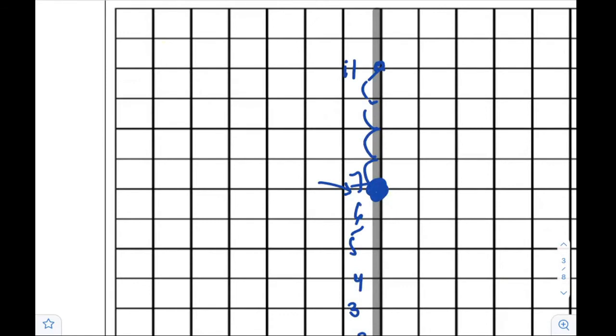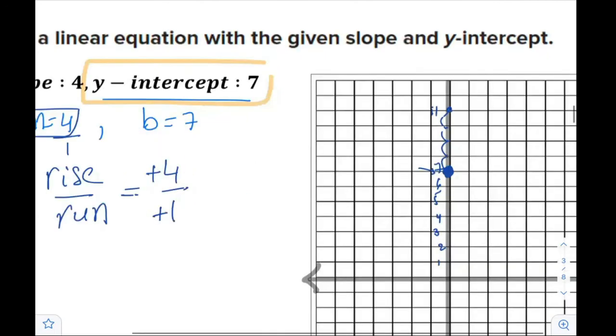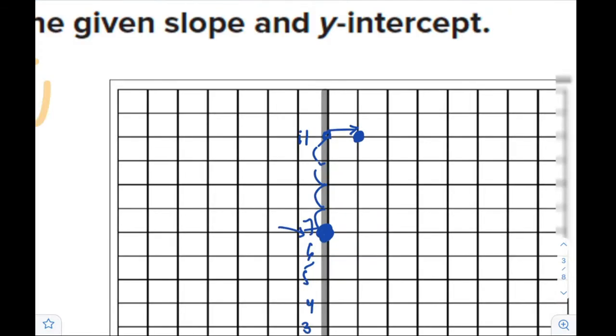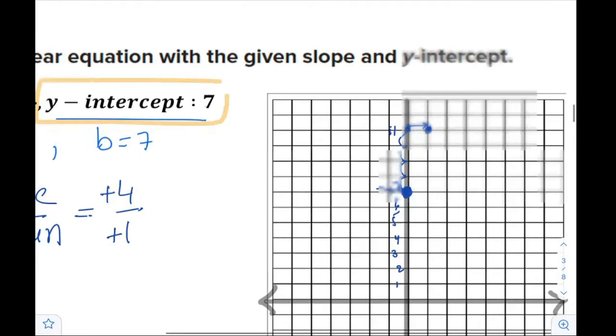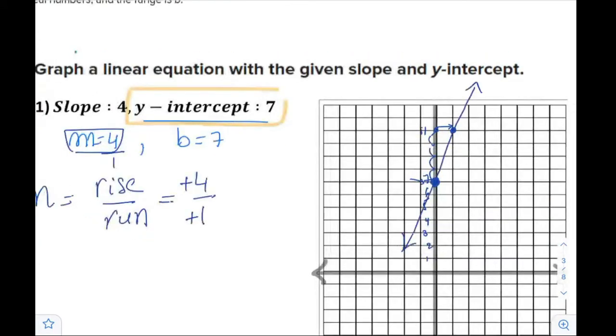And then the run is also positive 1, so I will go to the right 1 point, so I reach here. So this is my final destination. Now I have 2 points, then I can match. So this is my line. And it is a very easy way to graph a line, actually.